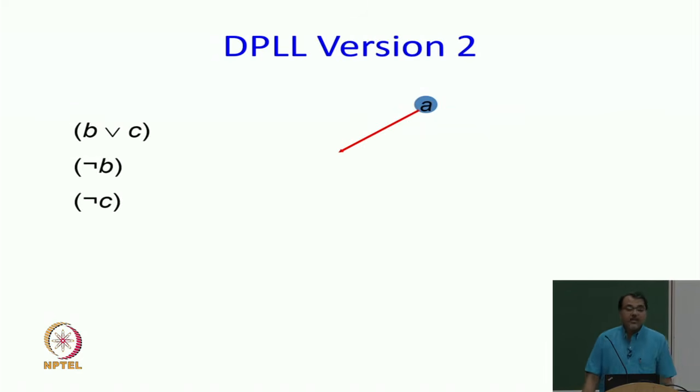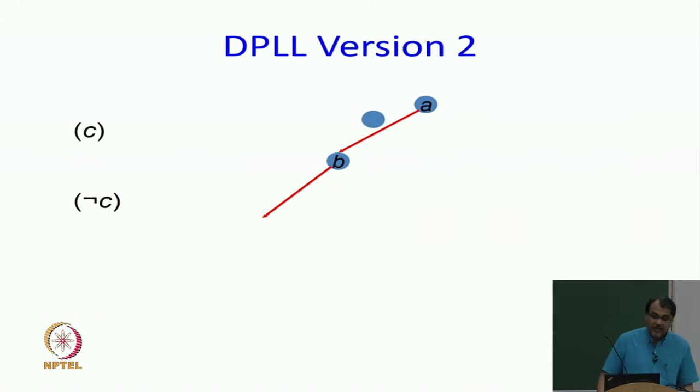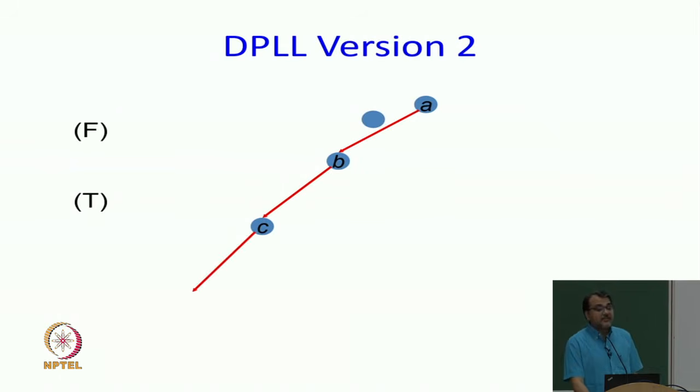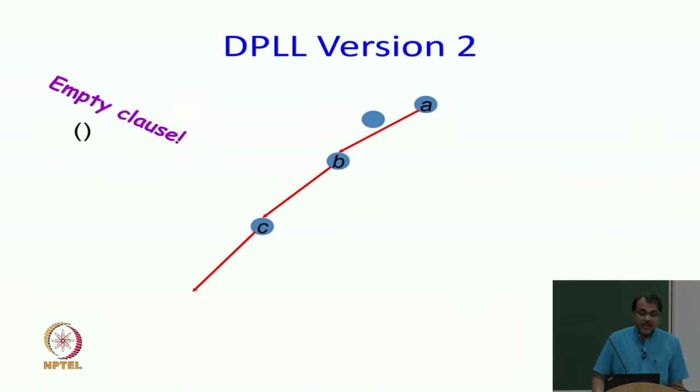So this is what we do. This is the formula we are left with. Then we branch on B. We branch on B, set B to false, so then we are left with C and not C, right? The middle formula goes away, and then we set C to false, and this is what we are left with. And as soon as we got an empty clause, we say, oh, this is a failure, let's backtrack.